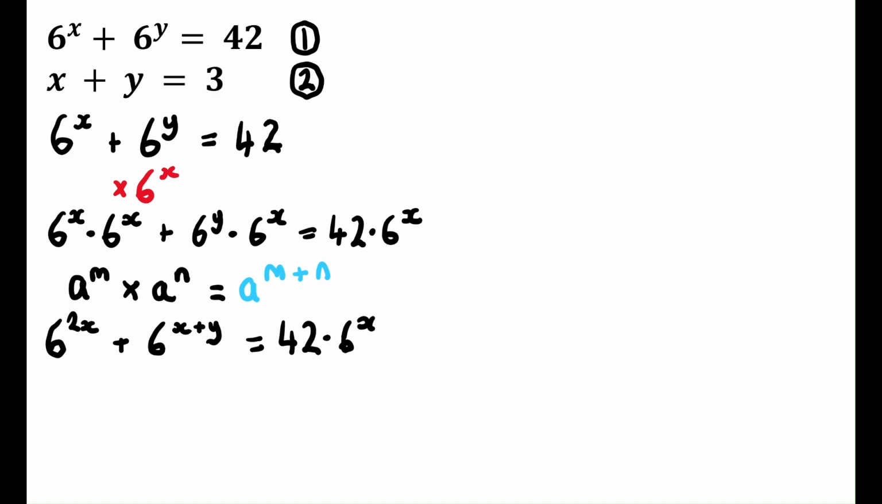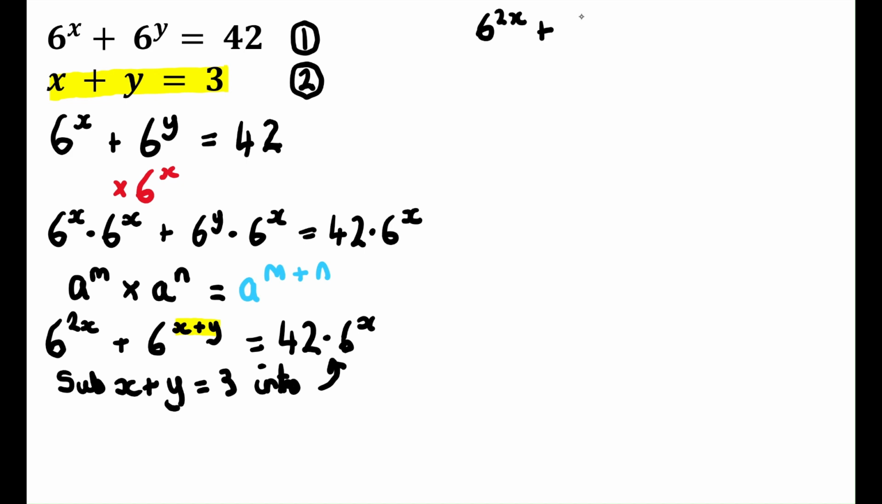From equation number 2, we can see that x plus y is equal to 3. And here again, we are given that 6 to the power of x plus y. Hence, we can substitute x plus y is equal to 3 into the equation. This gives us that 6 to the power of 2x plus 6 to the power of 3 is equal to 42 times 6 to the power of x. 6 to the power of 3 is just 6 times 6 times 6, which is 216.